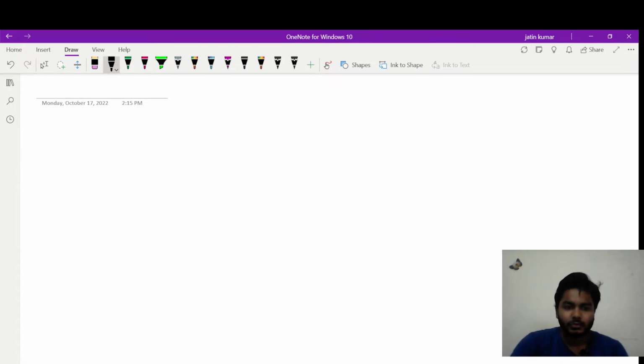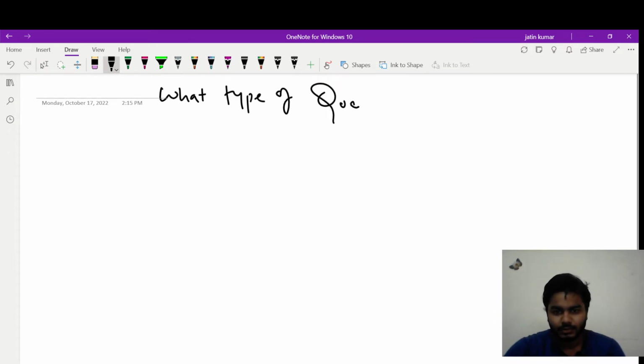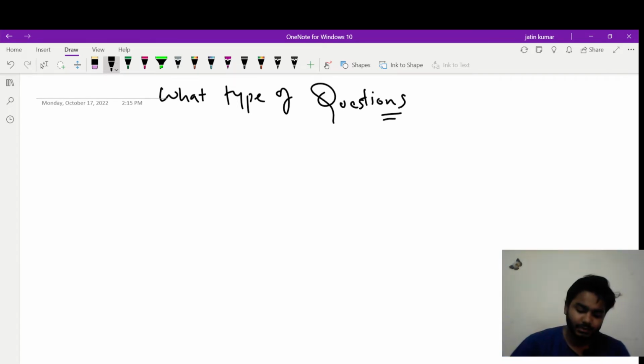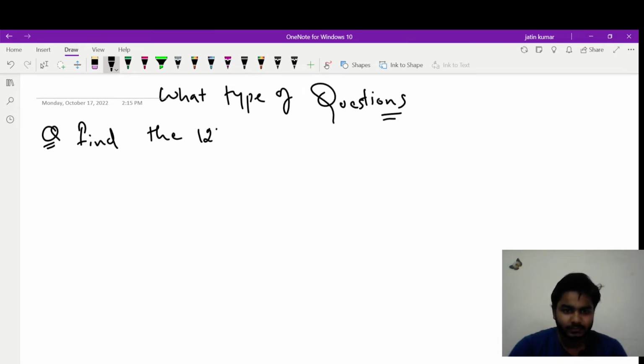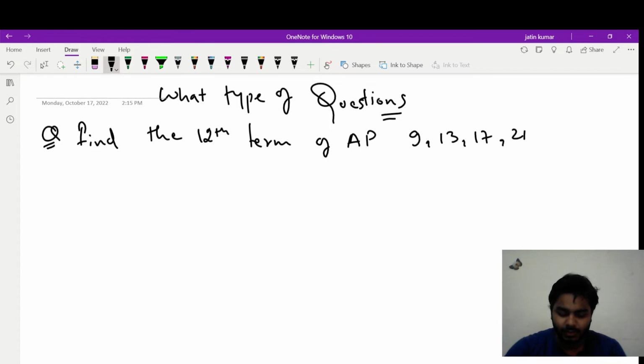And what type of questions will be framed? Now let's understand it by some questions. Let me take some questions also. Find the 12th term of the AP 9, 13, 17, 21 and so on. You need to find the 12th term.